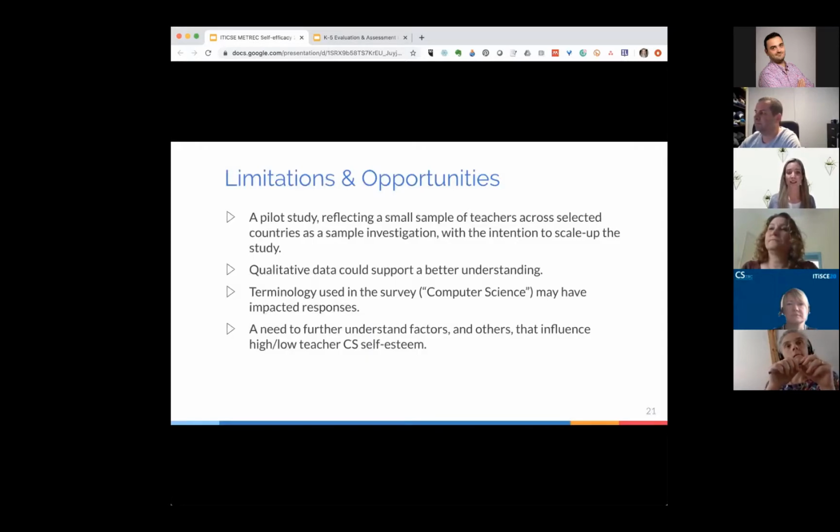So we acknowledge the limitations. This is a pilot study reflecting a small sample across some selected countries, and its intention is to scale up. We're looking at qualitative data that could support a better understanding of teacher self-esteem and their needs. And we do acknowledge that the terminology in this paper, so referencing CS, may have impacted on those responses. And there's a need to further understand those factors that influence high and low teacher CS self-esteem and the impact that that has on students.